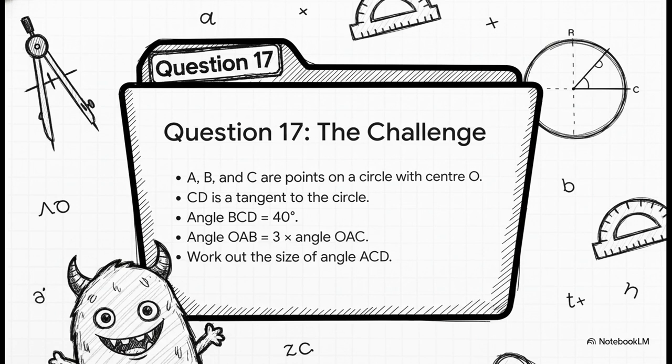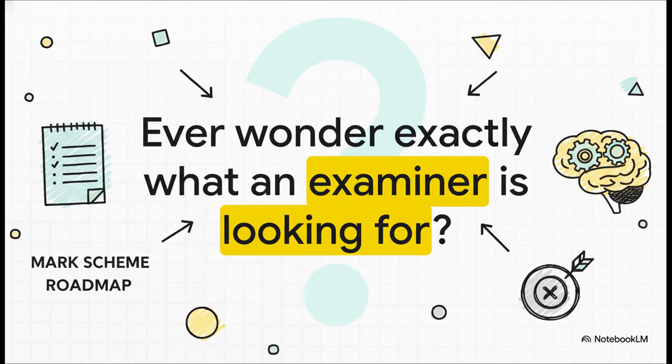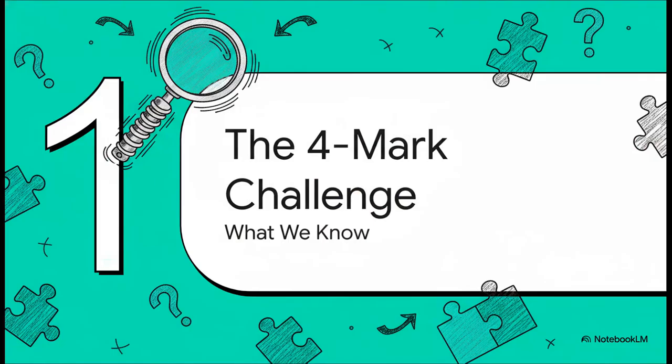You can see it's got a bit of everything, tangents, ratios, and you just know there are some hidden angles in there. So, you might be wondering, how do we make sure we get every single one of those marks? Well, we're going to use the official mark scheme as our guide. It's basically the blueprint for a perfect answer. Okay, let's dive in.